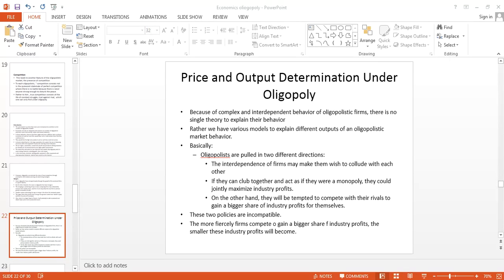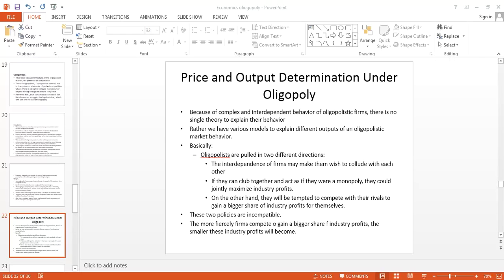Let's now look at how the pricing and output decisions are made in an oligopoly, and what is the economic theory that explains these things. Now I told you last time that the oligopolist is pulled in two different directions. There is interdependence, and interdependence means there is an incentive to look into what the other person is doing and to collaborate. Okay, I won't use the word collaborate, but to depend on one another.